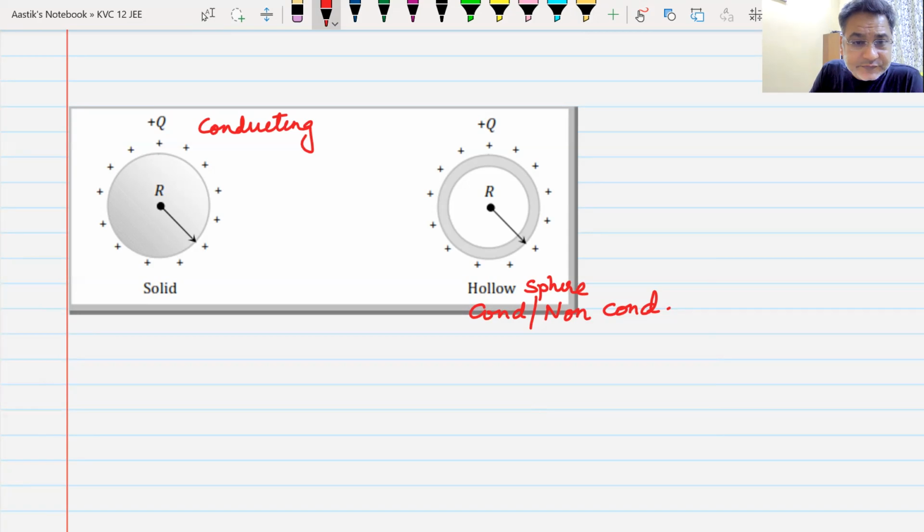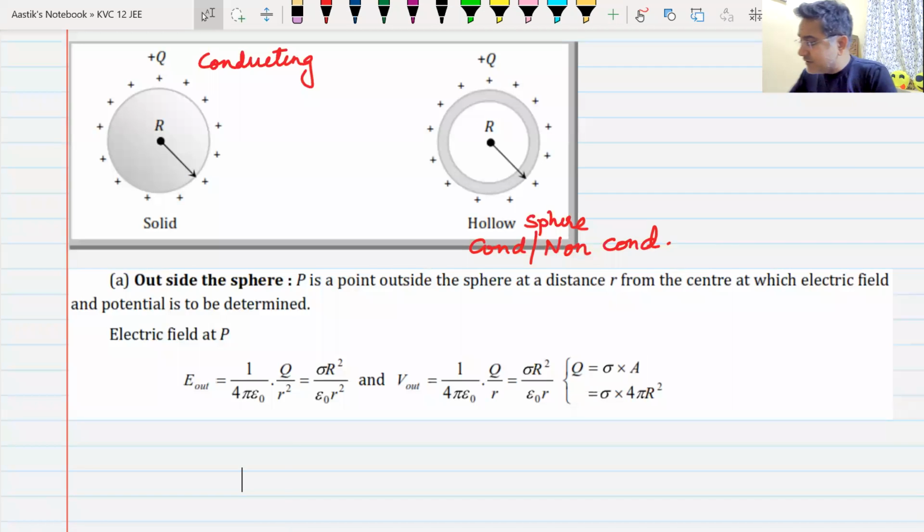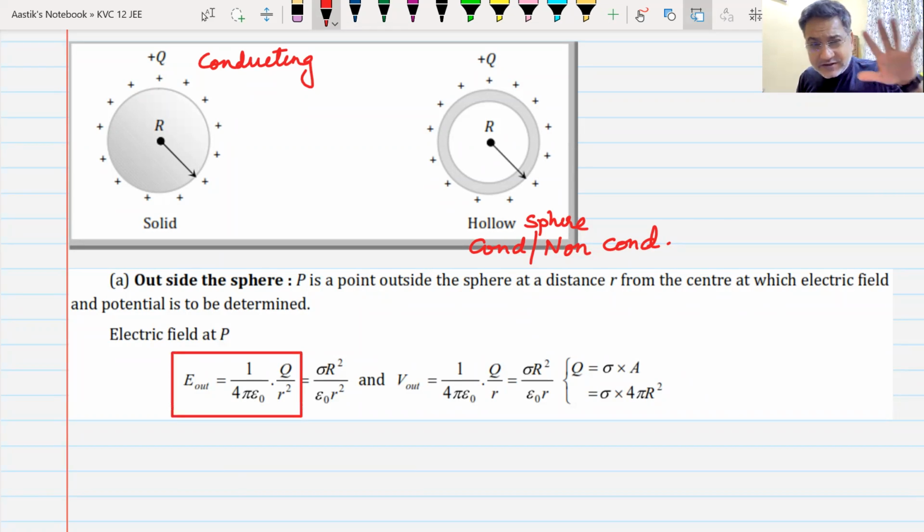Outside the sphere, if we have any point outside the sphere, does anyone remember what the electric field outside the sphere was? We have done it so many times. For any point outside the sphere, it was kq by r square. It was the same as the electric field created by a point charge placed at the center. So we all remember that formula, that the electric field outside was kq by r square. We have seen the vector formula as well.